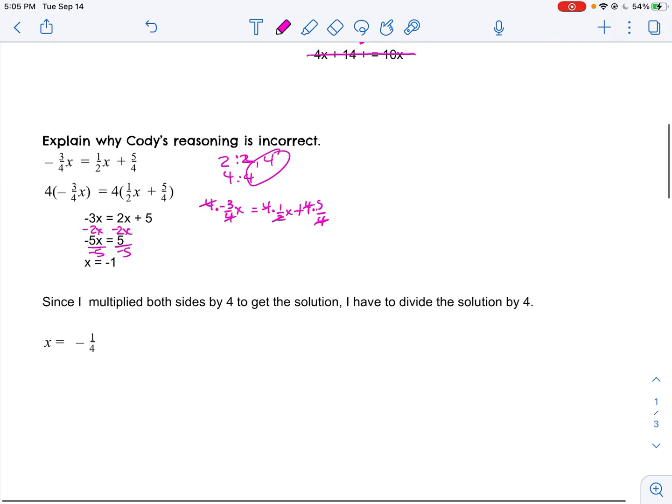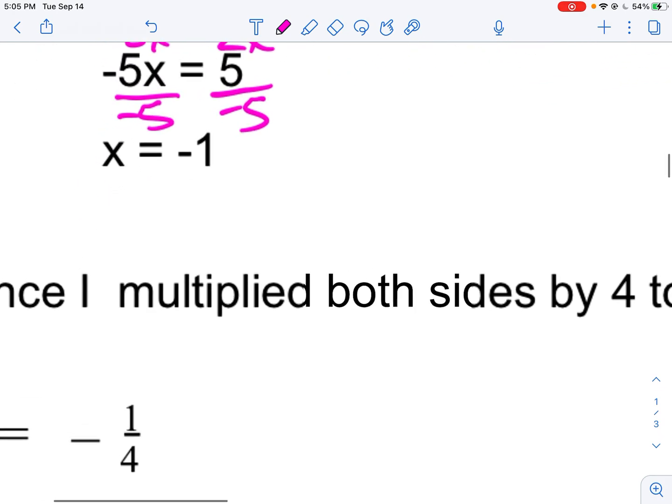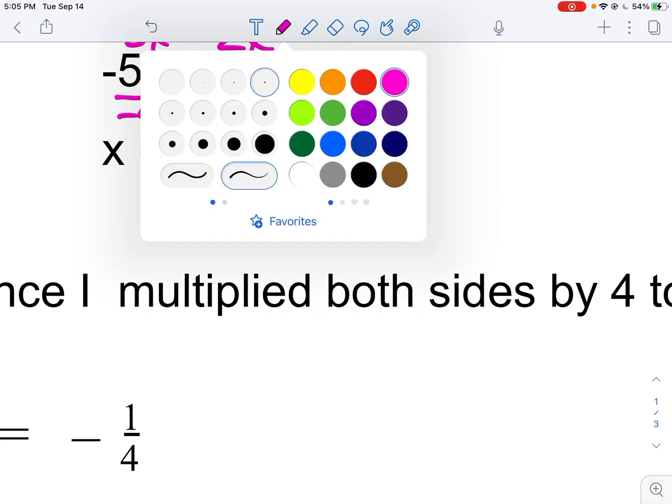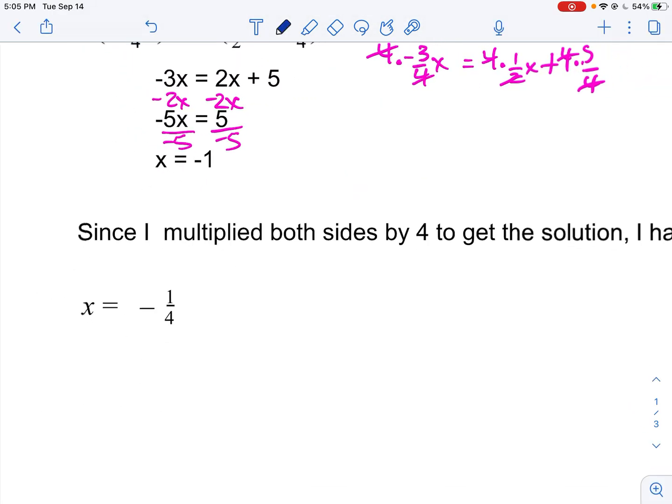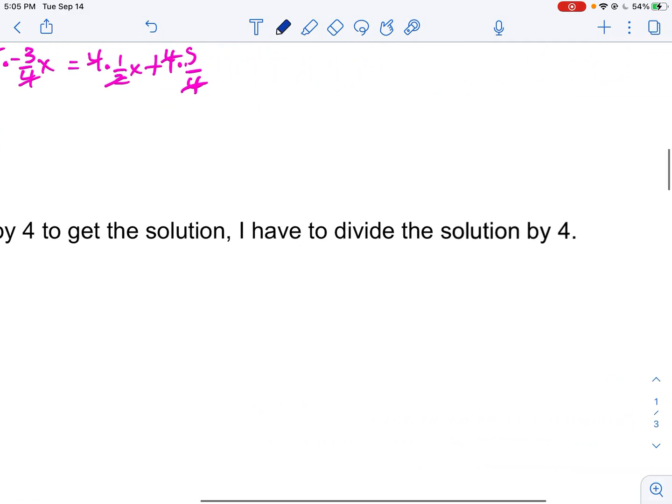Okay, why would you have to divide the solution by 4? Because if this came out to be my solution, and if we have division, that means I have to divide both sides by 4. I can't just divide one side by 4. That would give me x over 4 equals -1/4. So in the end, you can't do dividing afterwards. Okay, that's what his reasoning is. You can't do that.